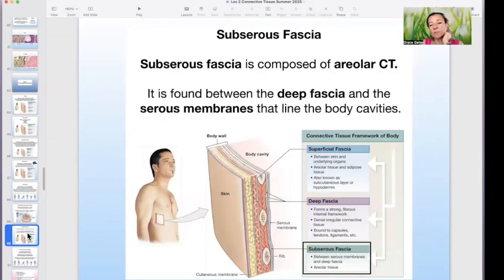Subserous fascia is composed of areolar connective tissue, so it's filmy. It's found between the deep fascia and the serous membranes that line the body cavities.